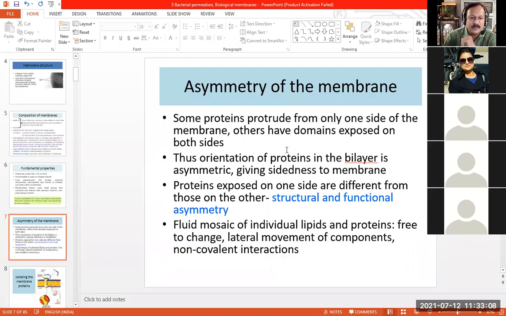Then there is an important term, the asymmetry of the membrane. By this term, we mean the arrangement of different proteins and different kinds of biomolecules within the membrane. By virtue of that arrangement of the different molecules, the membrane will have certain functions. So there is asymmetry at two levels. One is called the structural level, so that is structural asymmetry, and the other type of asymmetry is called functional asymmetry.